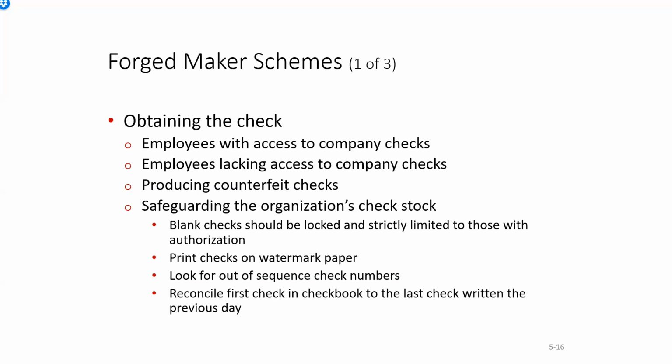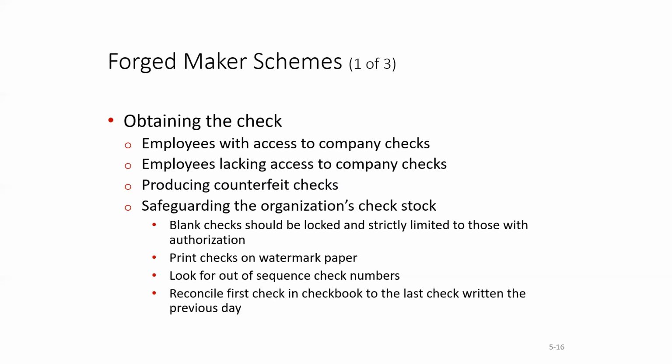The third way is that they could also produce counterfeit checks. They could have checks printed with the organization's bank account number and start writing checks with those. Any of those 3 options are how they could obtain the check.